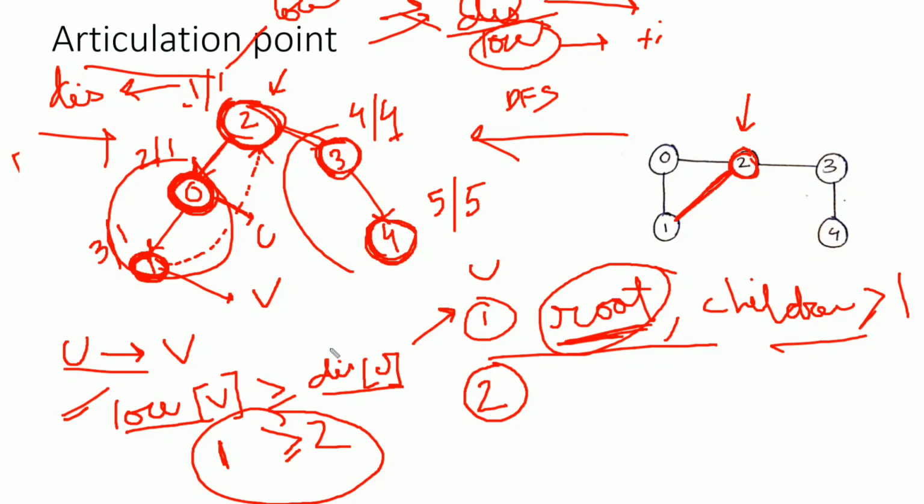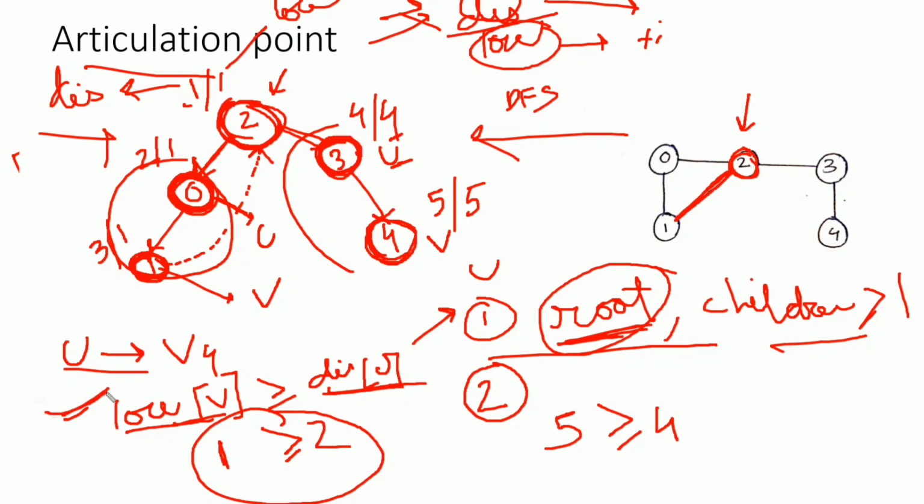Okay, again we are going to apply this formula to vertex 3. So suppose vertex 3 is u and vertex 4 is v. So we need to check this. The low time of vertex 4 is 5, and the discovery time of vertex 3 is 4. So 5 is greater than 4. It means that vertex 3 is an articulation point.